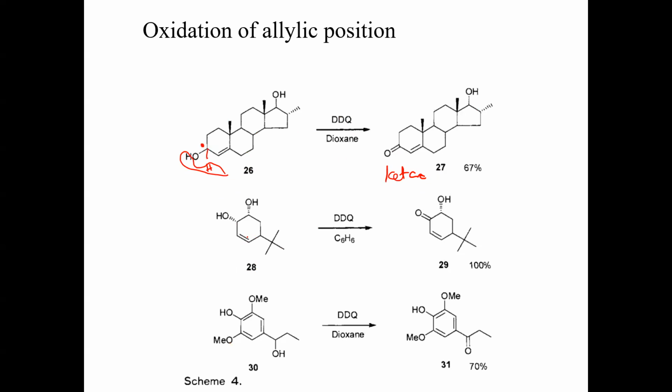Here also, you can see the same thing happens. This is the allylic position, this OH is there and there is hydrogen here. There will be alpha elimination. In fact, these two hydrogens will eliminate and form a ketone. And here also, you can see this system. This is an allylic position, or it's the benzylic position. In the benzylic position, the DDQ acts and it forms a ketone system.